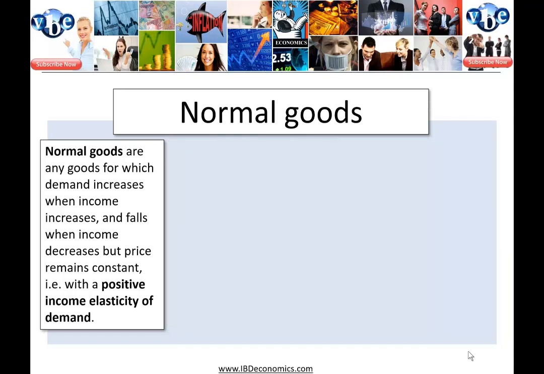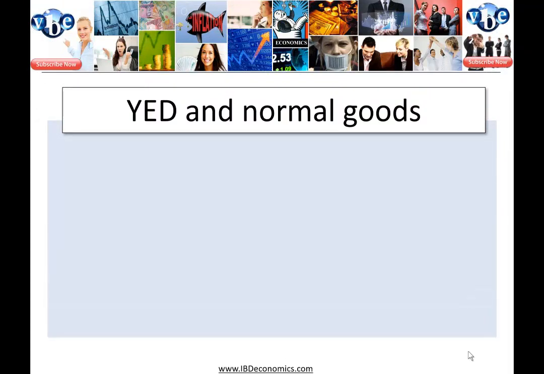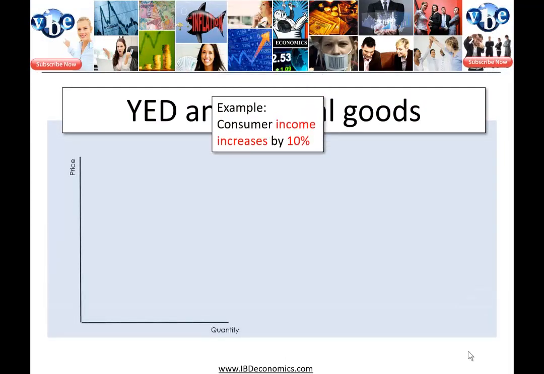Okay, so normal goods are any goods for which demand increases when income increases and falls when income decreases, but price remains constant. So, if income elasticity of demand is positive, then we're talking about a normal good. As income increases, the demand curve will shift right and the quantity demanded of the good will also increase. And that's the opposite of inferior goods, where an increase in income will result in a decrease in demand for a budget inferior good.